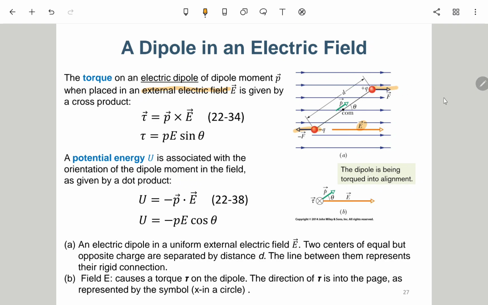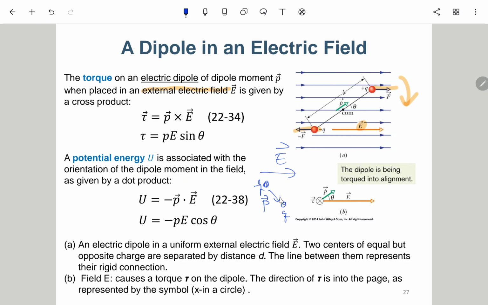So in such a way, if we try to put this dipole at this position, this dipole will be rotating clockwise, 就是顺时钟方向. If it is the other way around, if the E field is pointing to the right side and the dipole, I mean Q, negative Q, and then P is something like this.